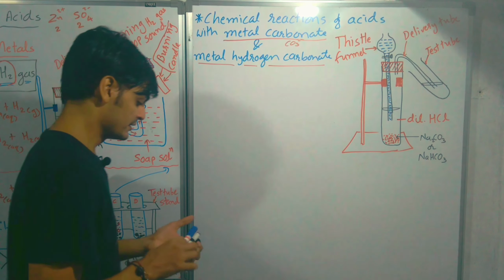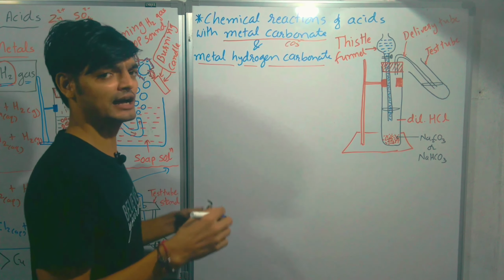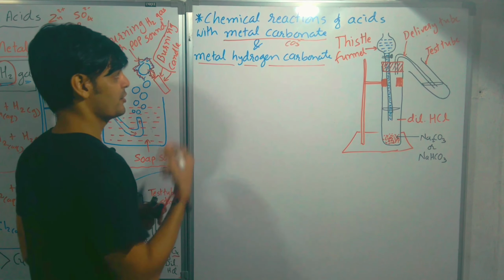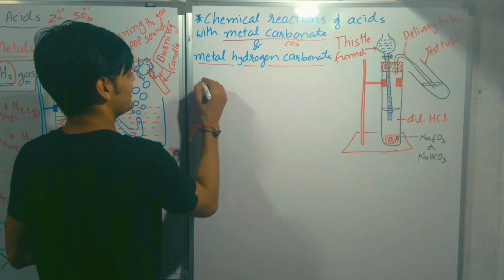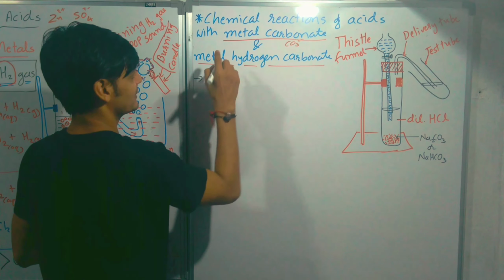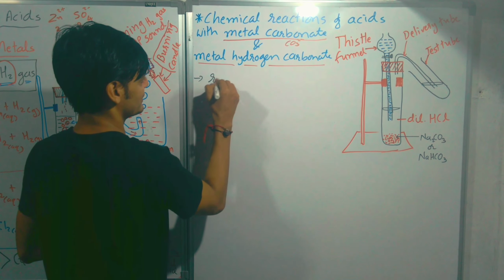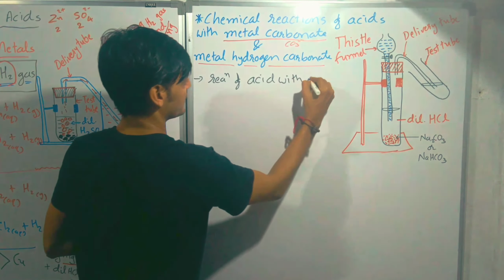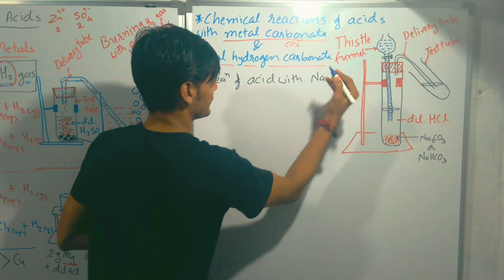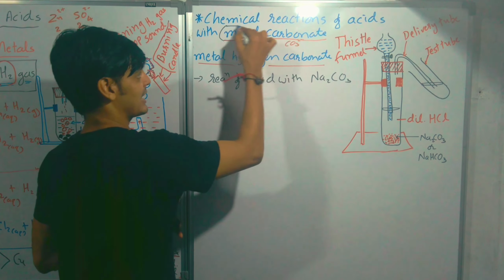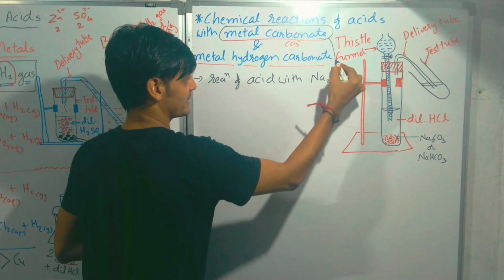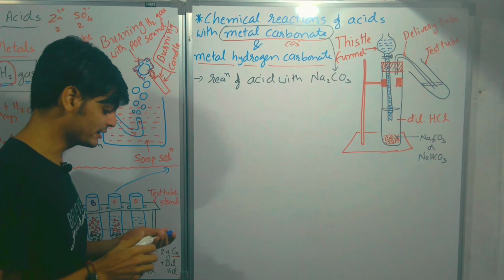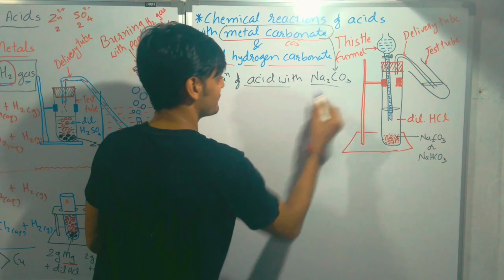Okay, so let me write here which metal carbonate you want to react. It's my choice, it's my video. So let me write here the reaction of acid with Na2CO3. Na2CO3 is a metal carbonate, because sodium is a metal, and with carbonate, Na2CO3 is a metal carbonate. So how will the acid react with Na2CO3?